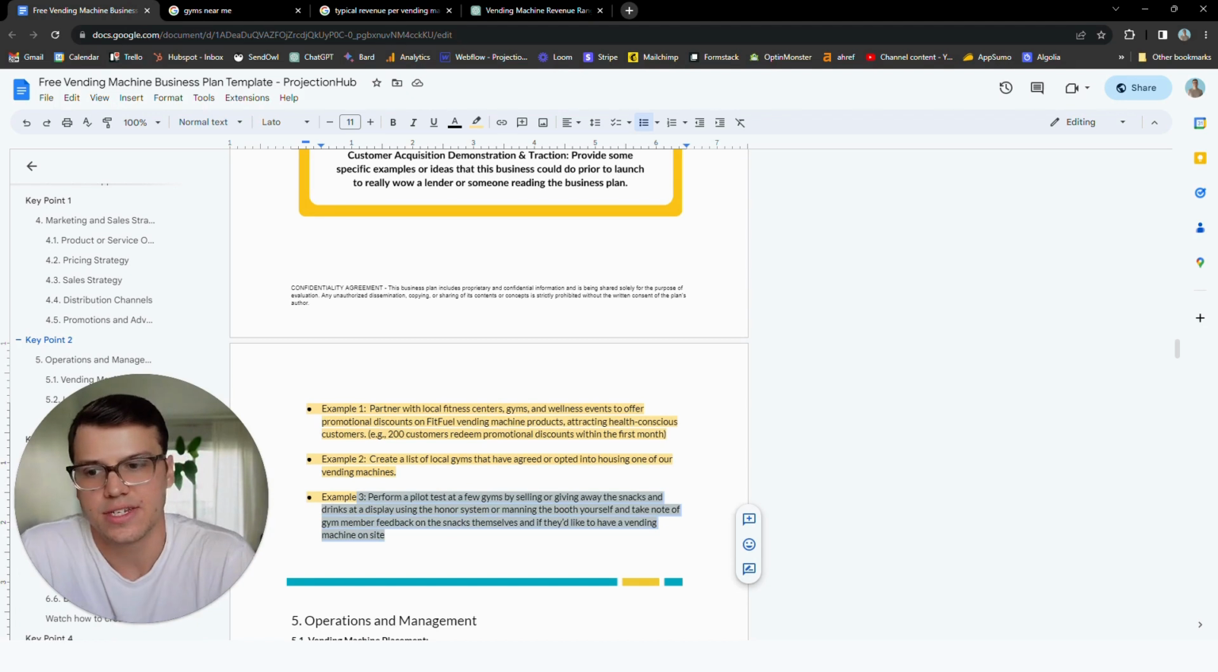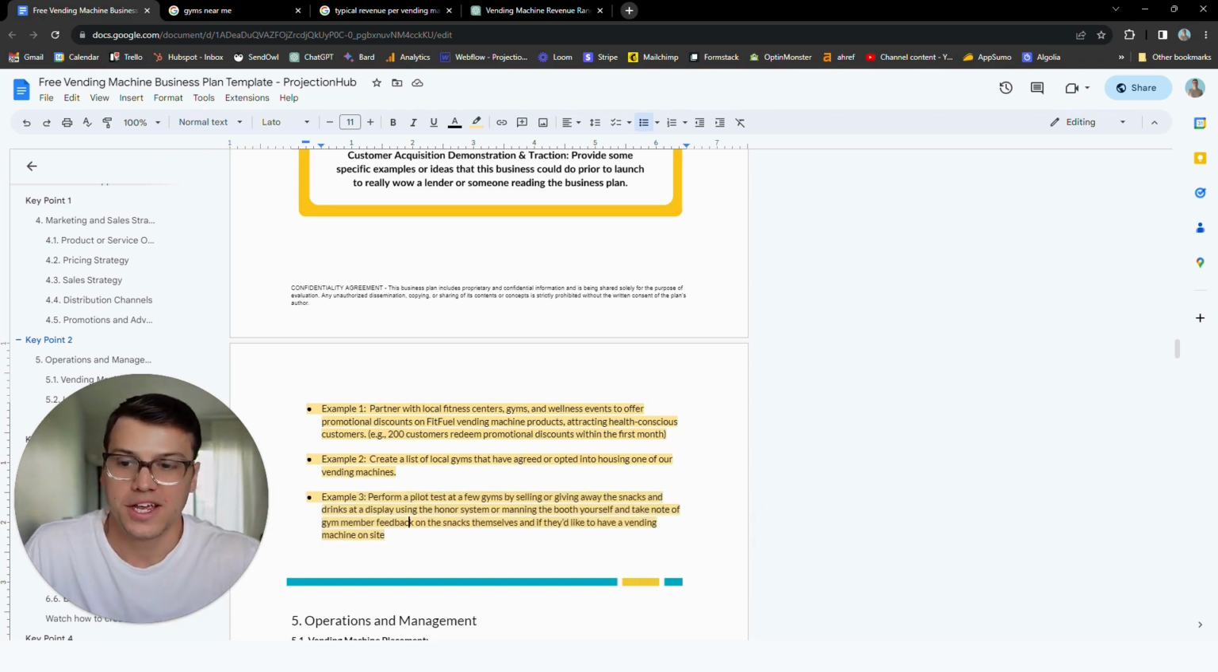And so here's a few examples, but one that I really like is example 3. Sometimes the best examples of traction require the most hustle or the most grit, but lenders and potential stakeholders love to see that. This example would be for you to almost be the vending machine in a trial phase. So contact some of those gyms and say you're interested in starting this. Would they be open to partnership? If they say yes, great, I would love to come to your gym a few times over the course of the next couple of weeks and set up a little table and maybe offer some of the snacks.